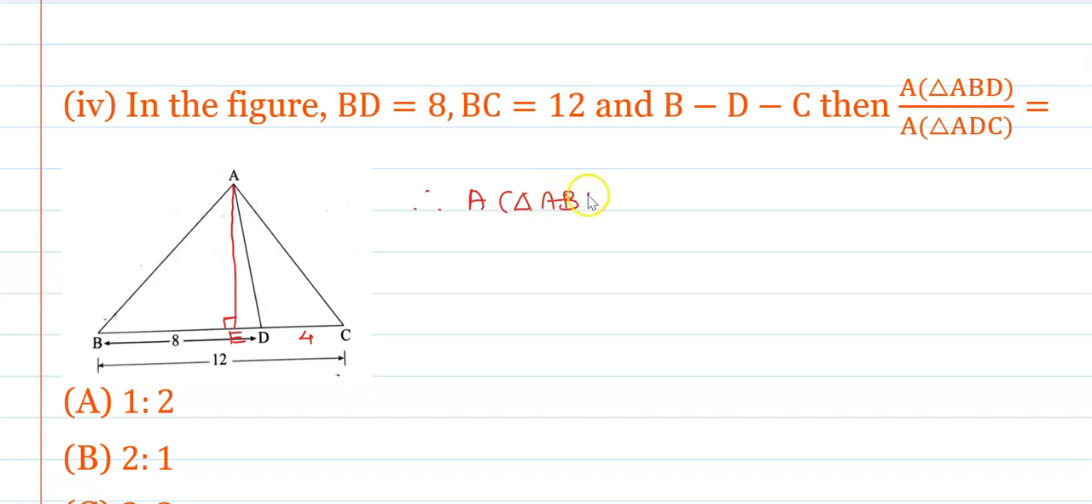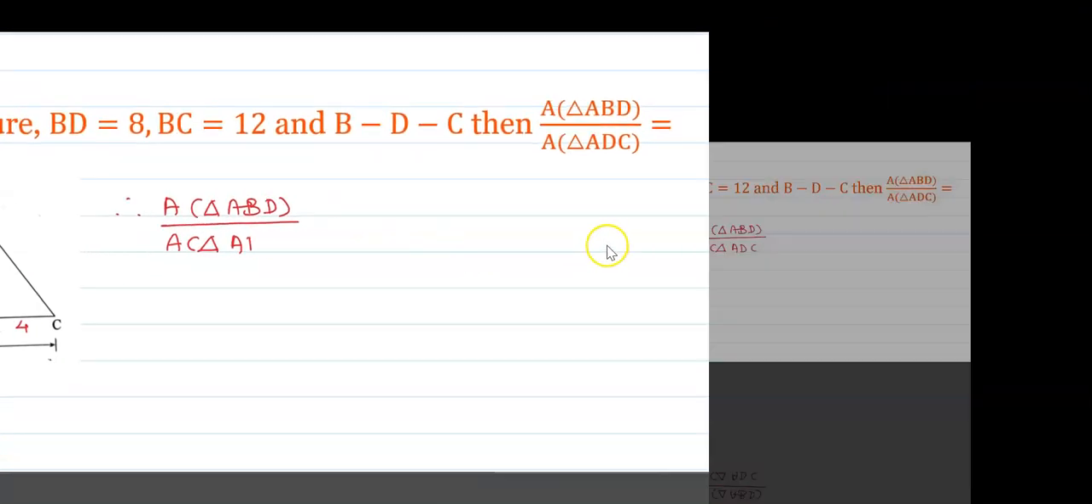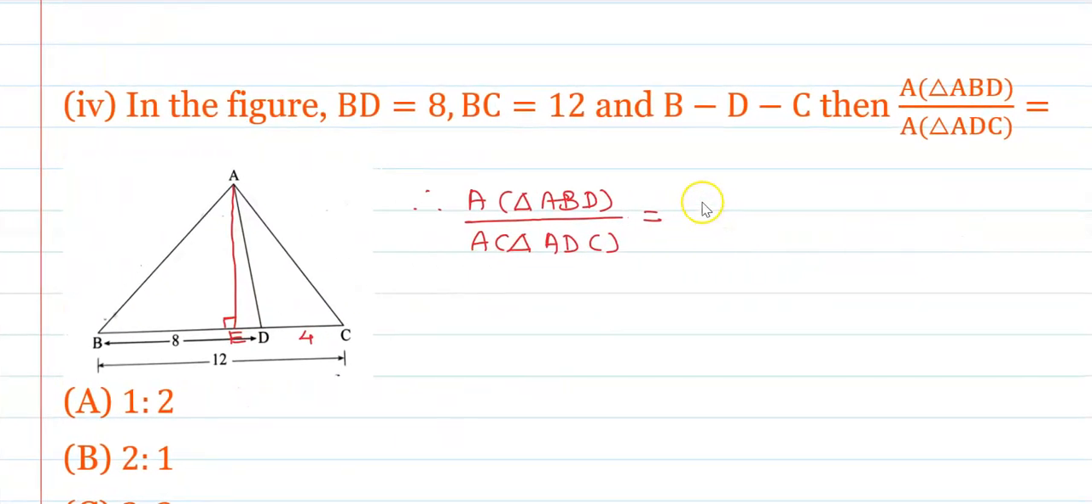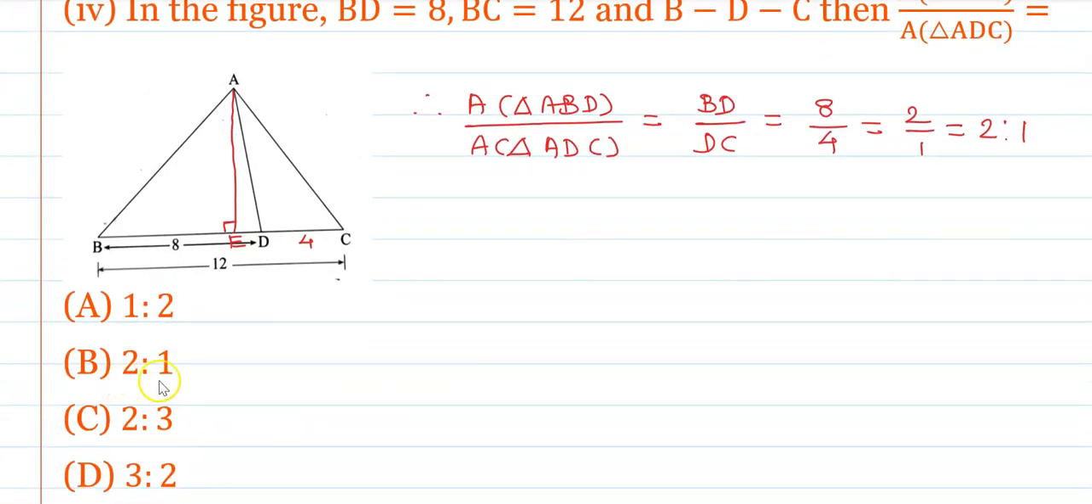Therefore, DC is 4. Therefore, we will write here area of triangle ABD upon area of triangle ADC. What about the base of ABD? That is the BD is the base. Next, ADC. DC is a base. BD is 8 upon 4 and that is equal to 2 upon 1, is equal to 2 is to 1, and therefore the option B is the correct one.